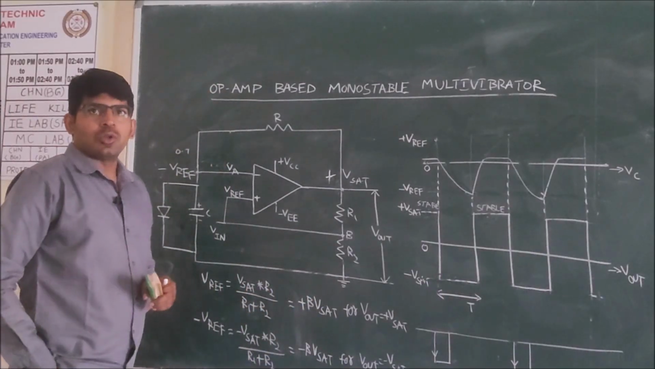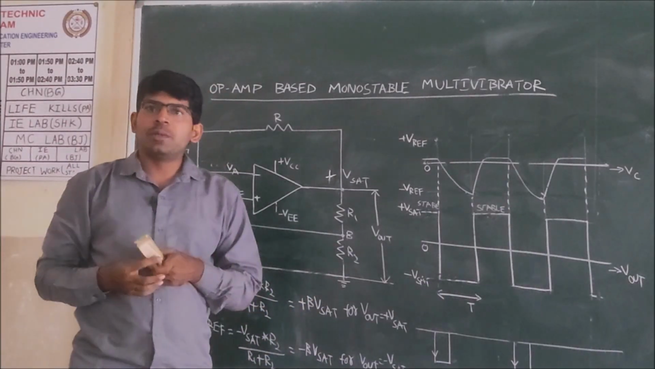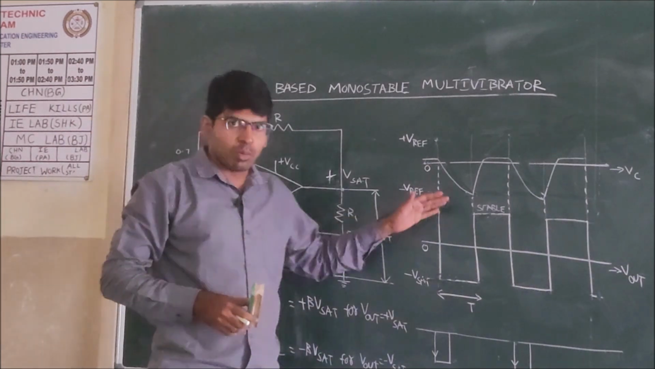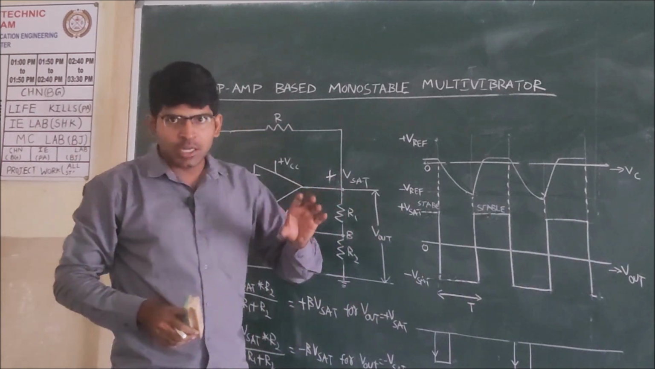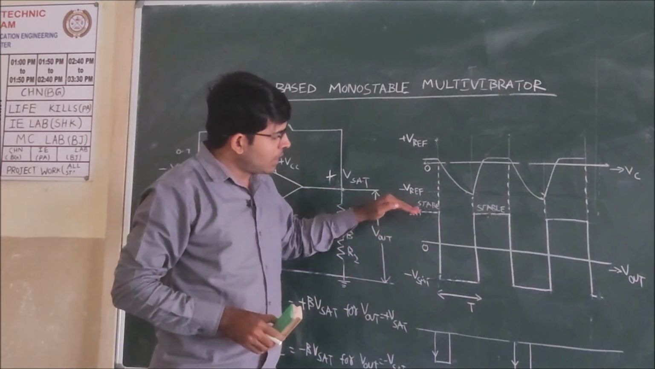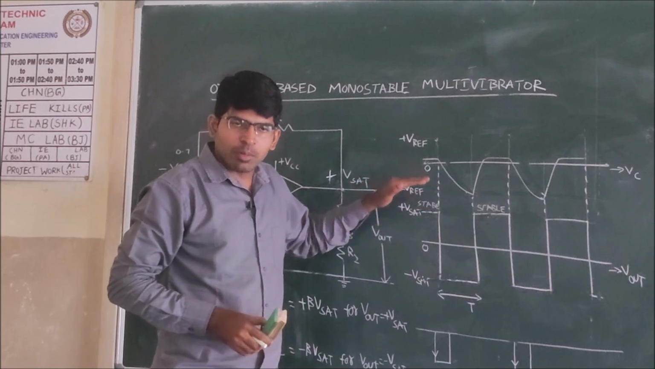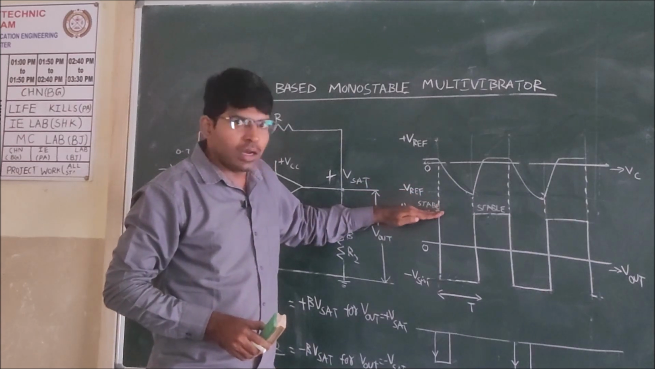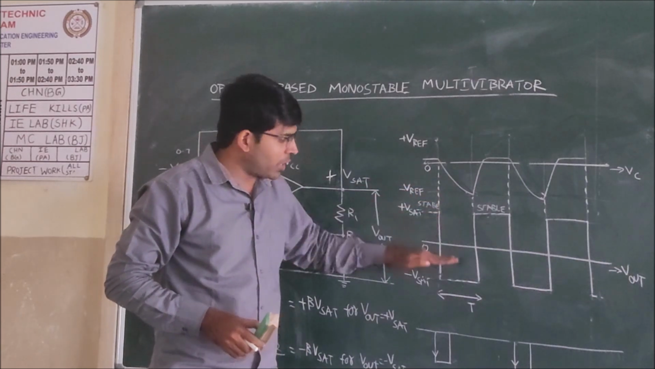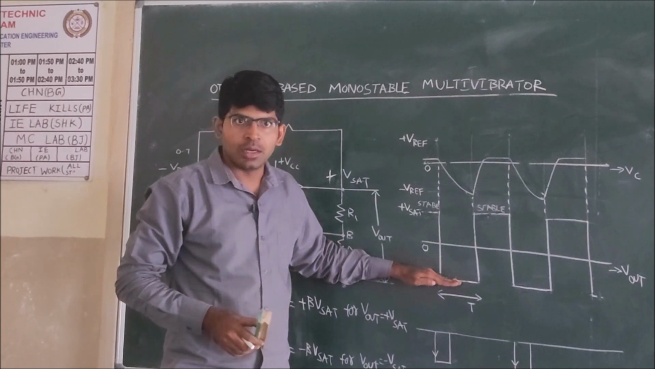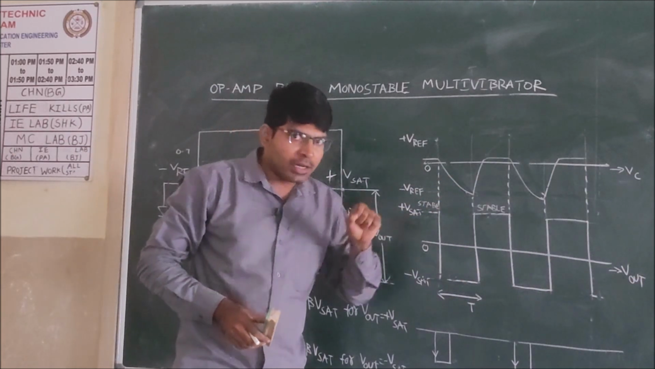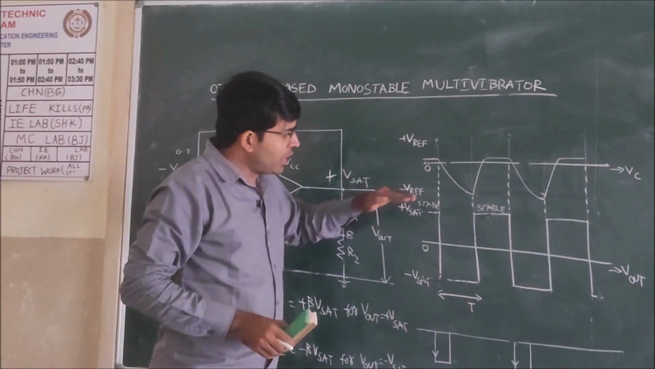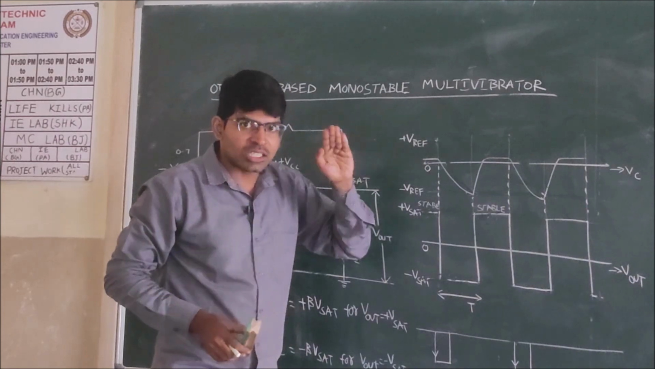Now we are discussing about op-amp based monostable multivibrator. Already we discussed about the astable multivibrator. In the astable multivibrator, we are not having any stable states. So the output will try to switch from one state to another state automatically. But in monostable, we are keeping one state as stable.